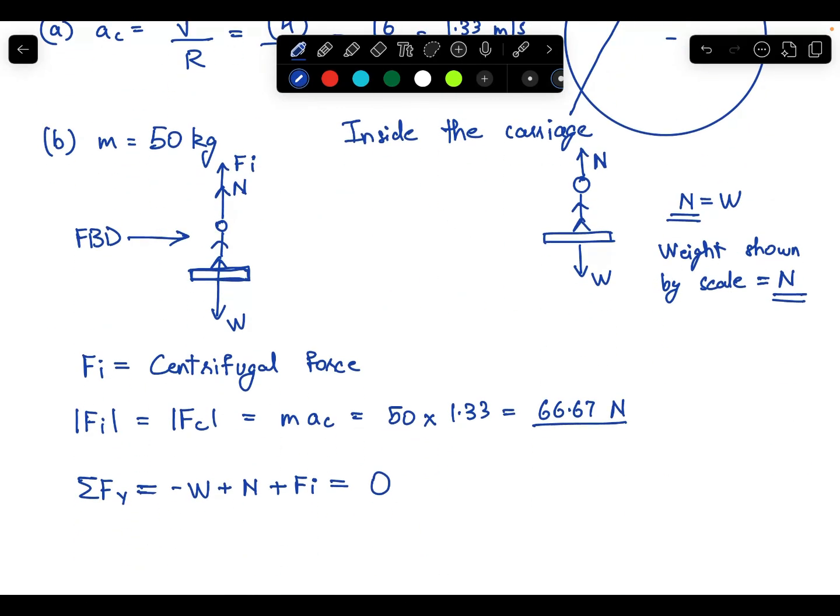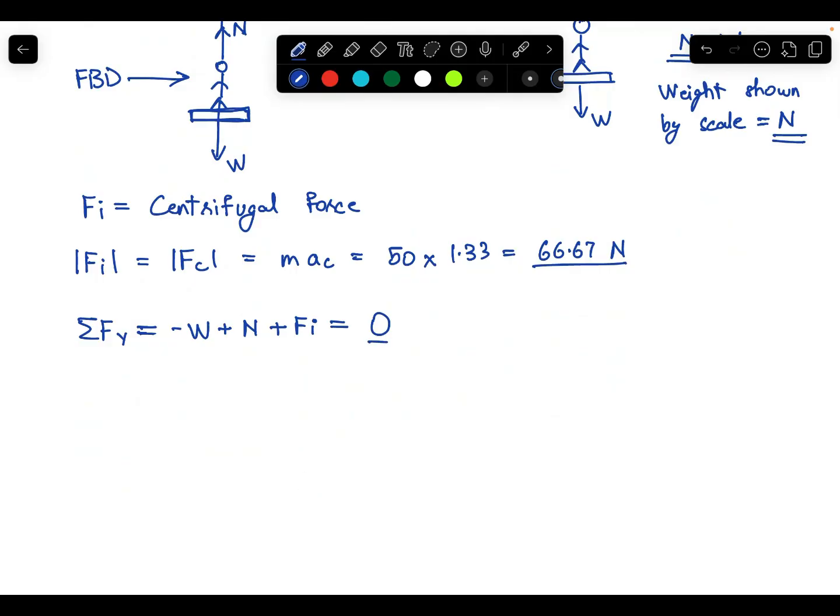there is no acceleration. It's just like we are on Earth, and the Earth is moving, but we don't feel its movement because we are not moving with respect to Earth. So that's why the net force is equal to 0. So solving this, what we're trying to find is the value of N. N is equal to W minus Fi.